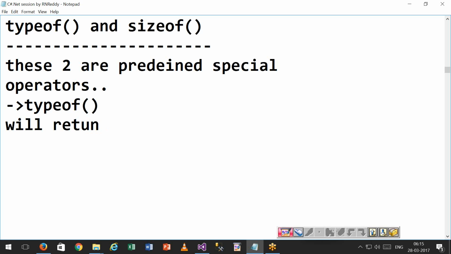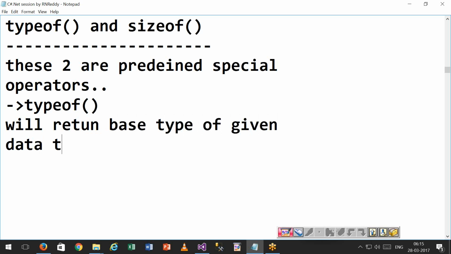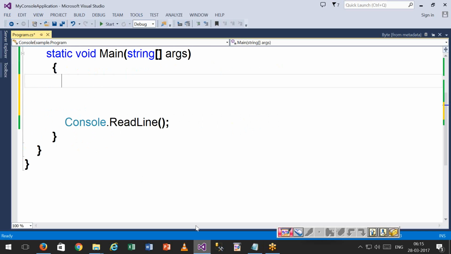Typeof will return the base type of the given data type. Understood? Let me show you. Let me show you about typeof with Console.WriteLine.